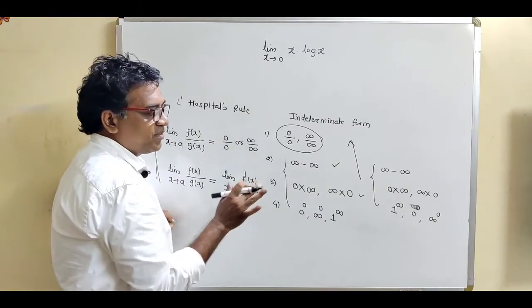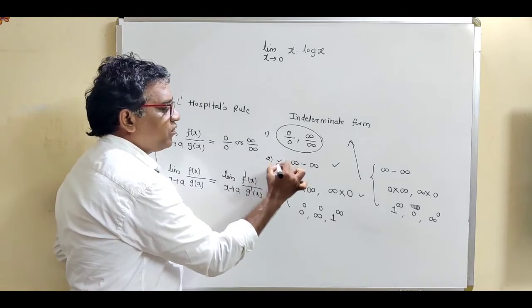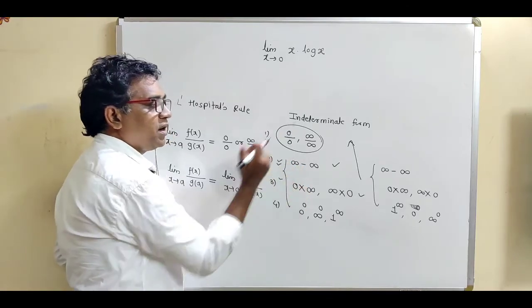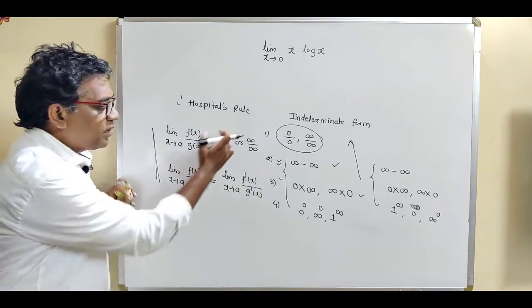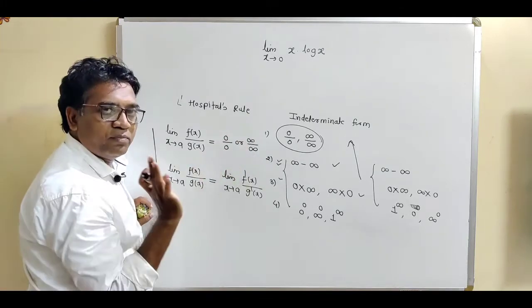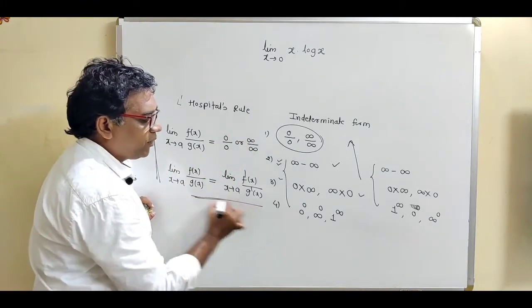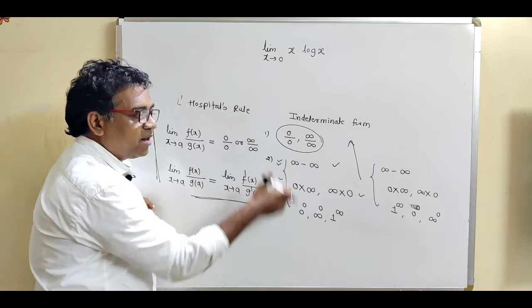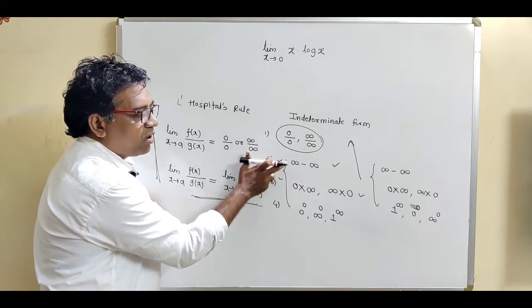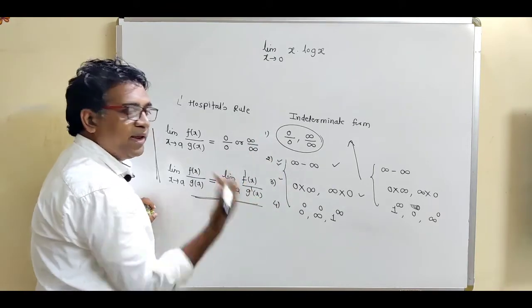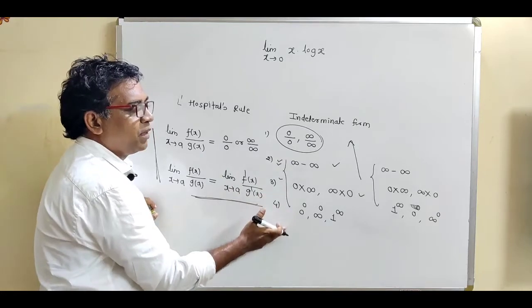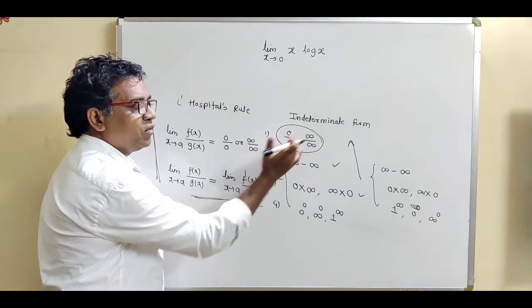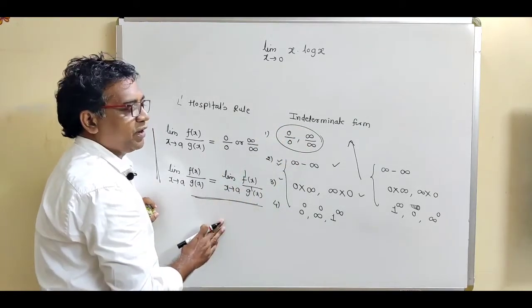So what is the process? Anyhow, convert this form in terms of the division form. If the form is division form, then it is the proper form. We can easily apply this L'Hopital rule. But for any other remaining cases, we have to convert this form either in terms of 0 by 0 or infinity upon infinity.